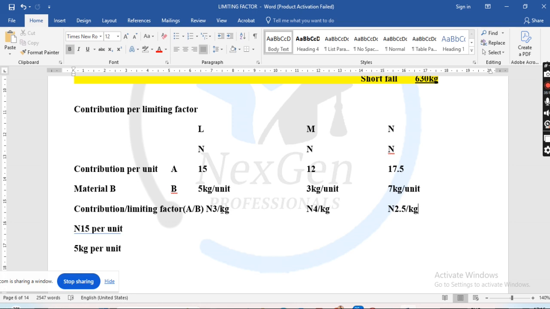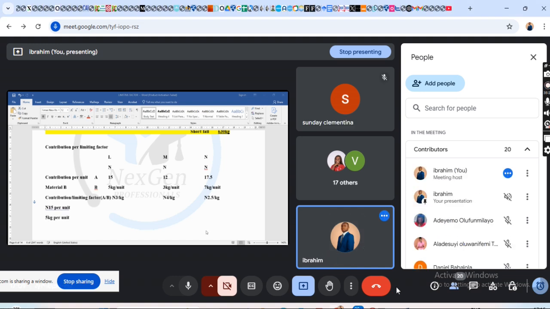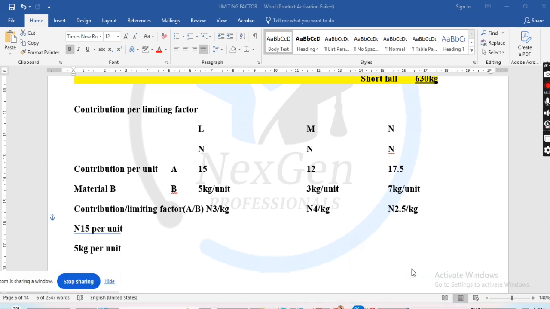Class, are we good? You can see the way I derive it, right? Please take note of this. Very, very important. So, if this is established, what we need to do now is the production mix.